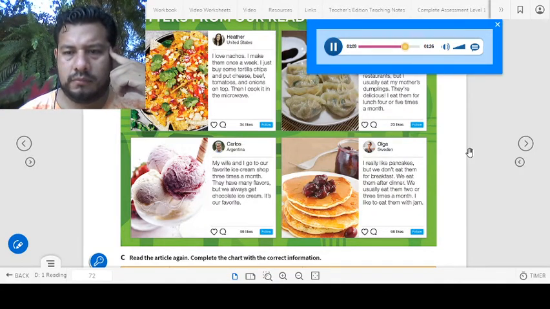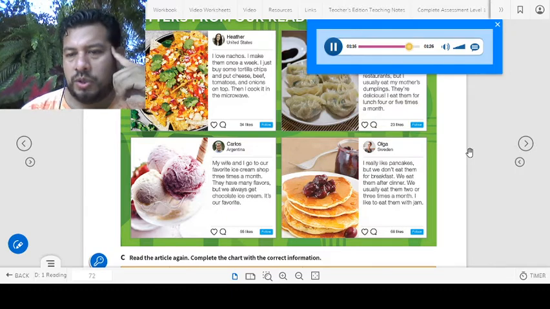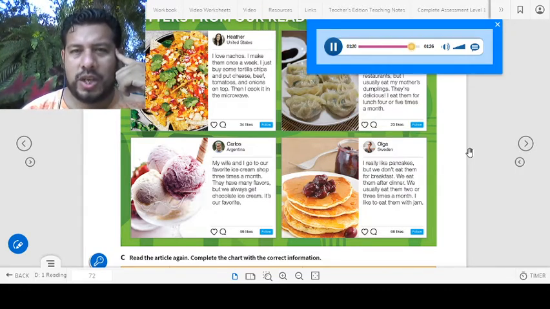I really like pancakes, but we don't eat them for breakfast. We eat them after dinner. We usually eat them 2 or 3 times a month. I like to eat them with jam. Olga, Sweden.